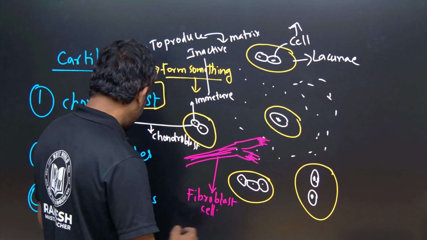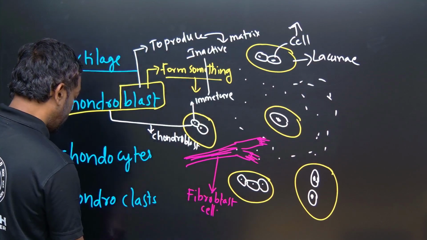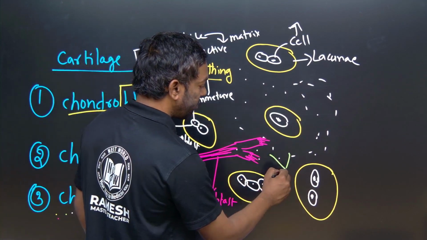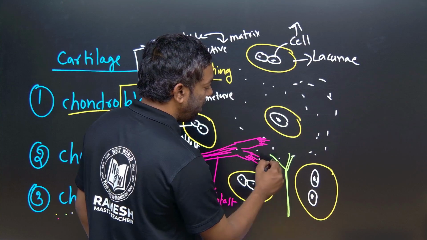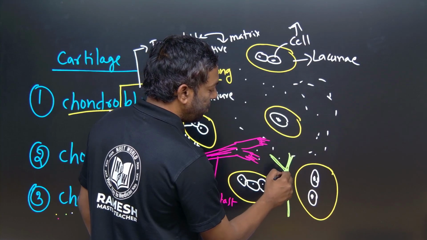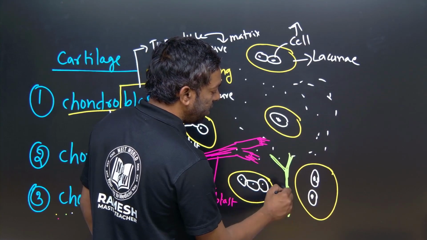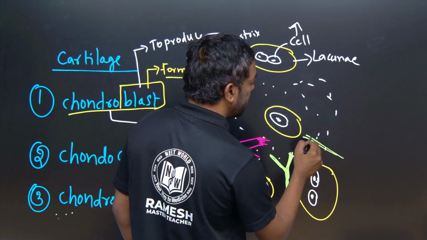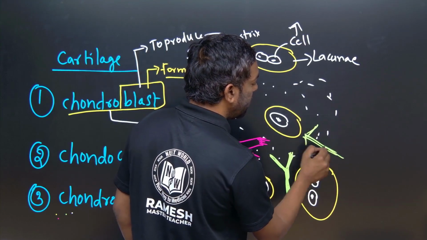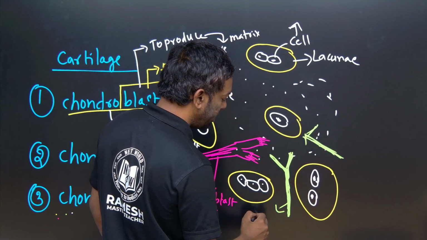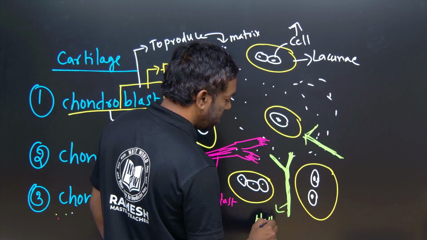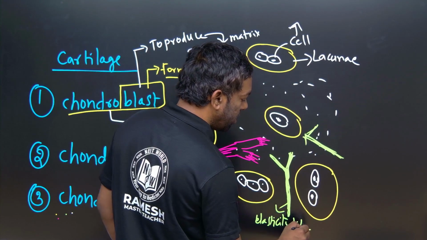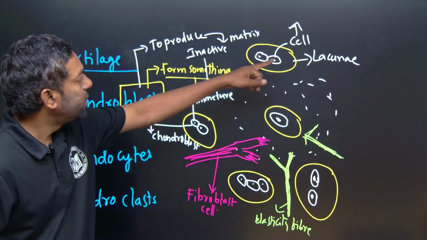Fibroblast cells, and some other cells like white blood cells are mostly there. They provide elasticity, okay? These cells create the elasticity fiber. This is the lacunae.